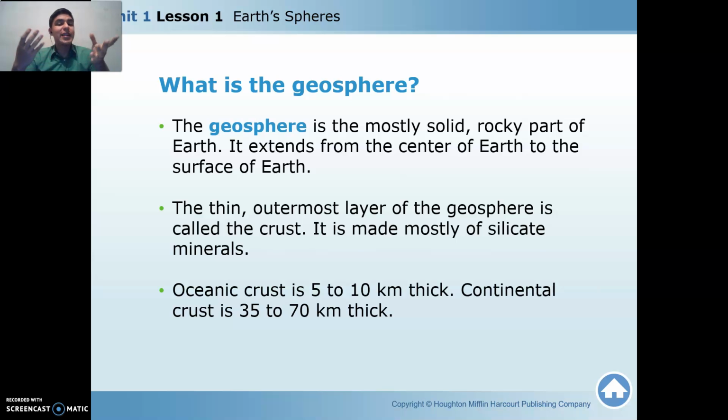So which one is going to be larger, let's say, or which one is going to be thicker? The one from our continents.